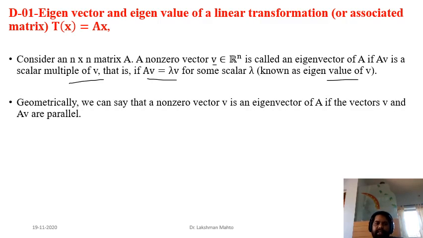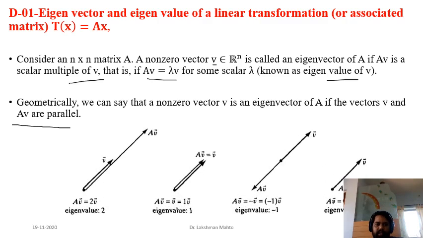Geometrically, we can say that a non-zero vector is an eigenvector of A if the vector v and the resultant vector Av both happen to be parallel or on the same line. So these are the different situations. Suppose you are taking a vector v and you multiply matrix A over v and you are getting Av, this resultant vector Av is here. So you observe here a scaling is happening, but there is no change in the direction, and a scaling by what factor?